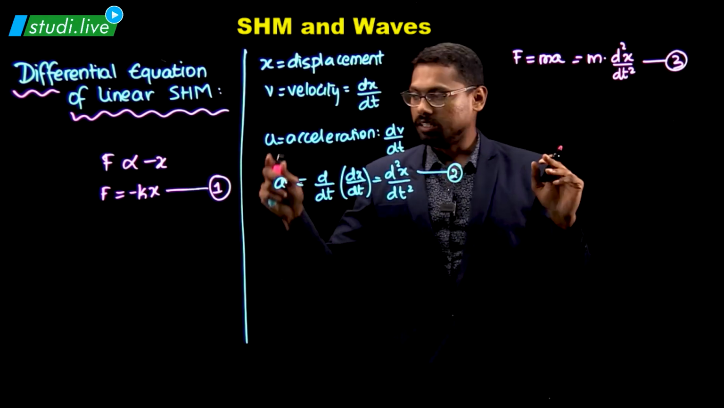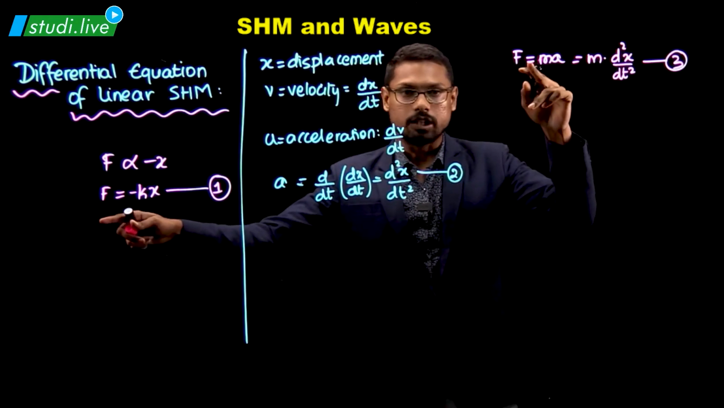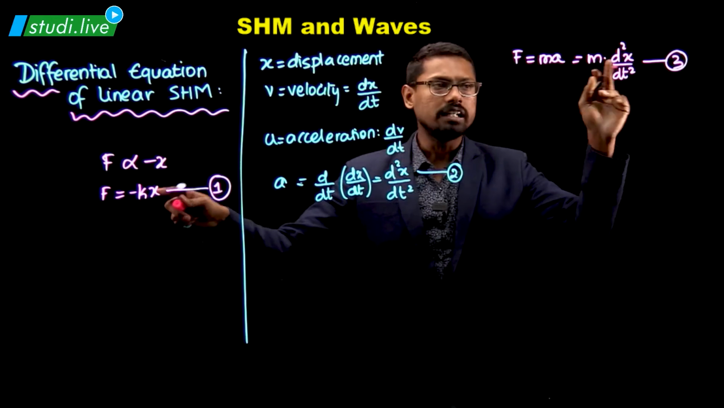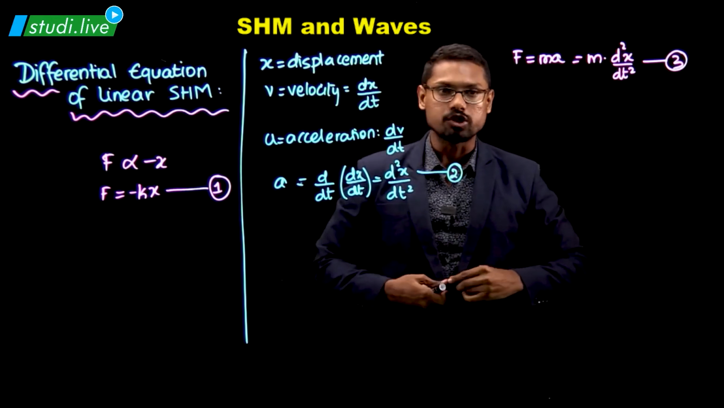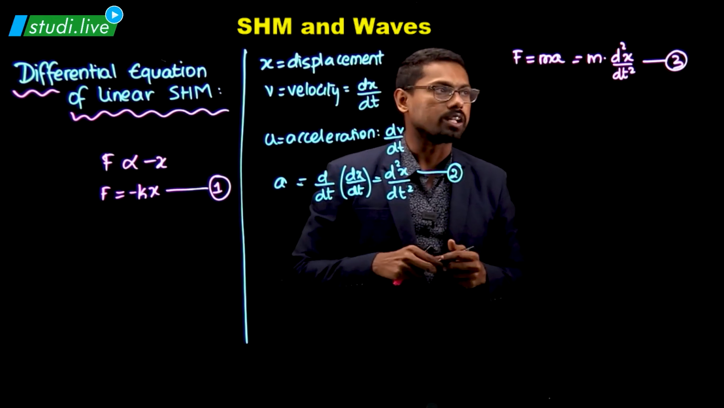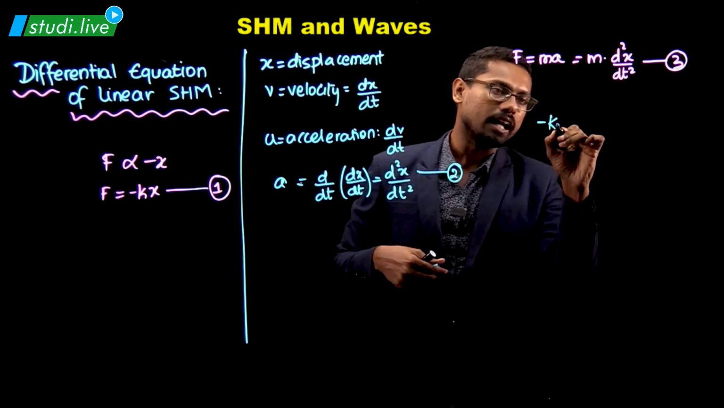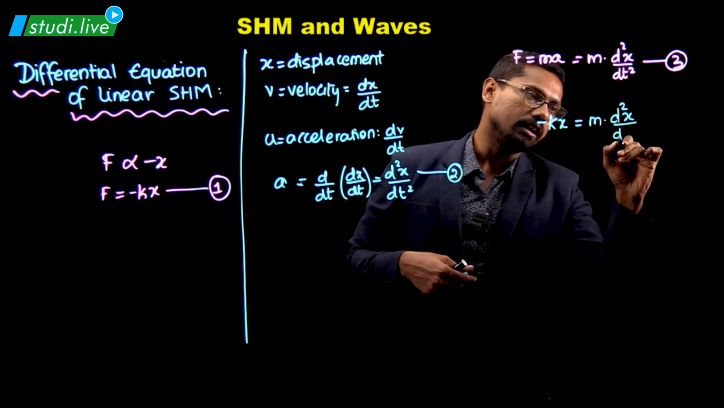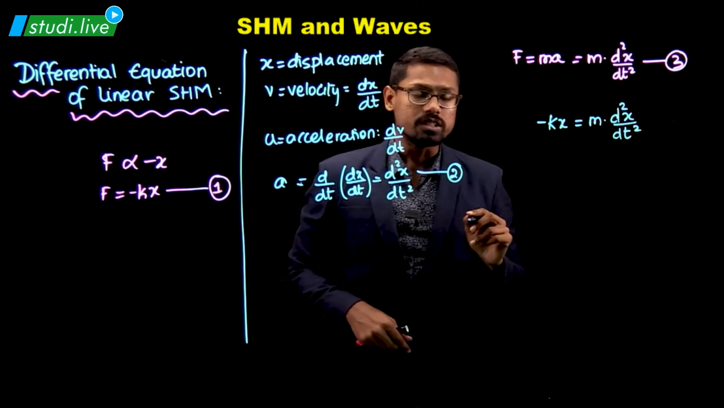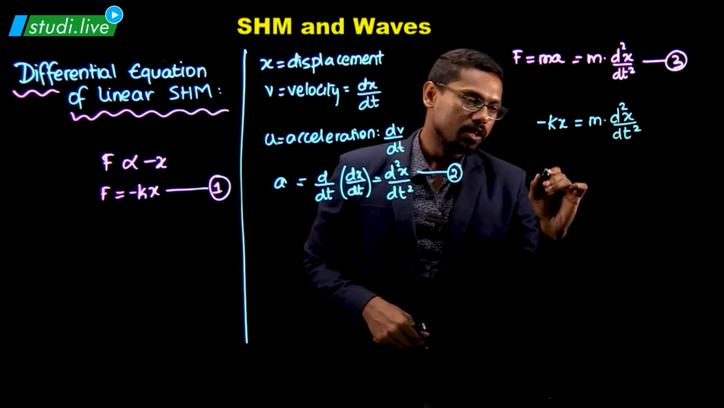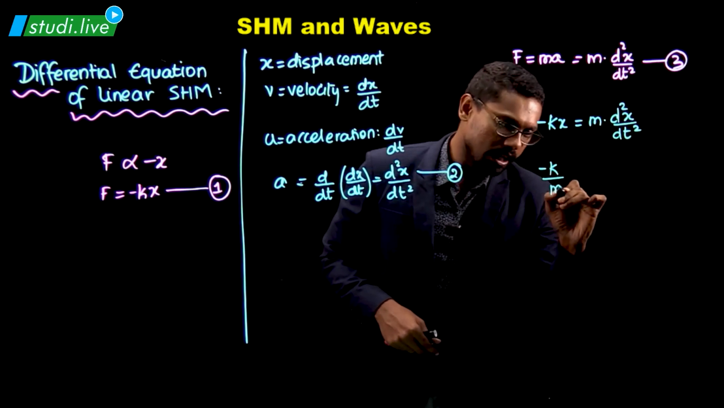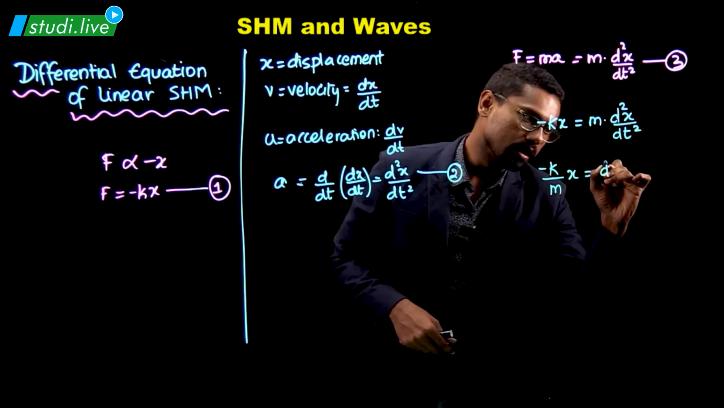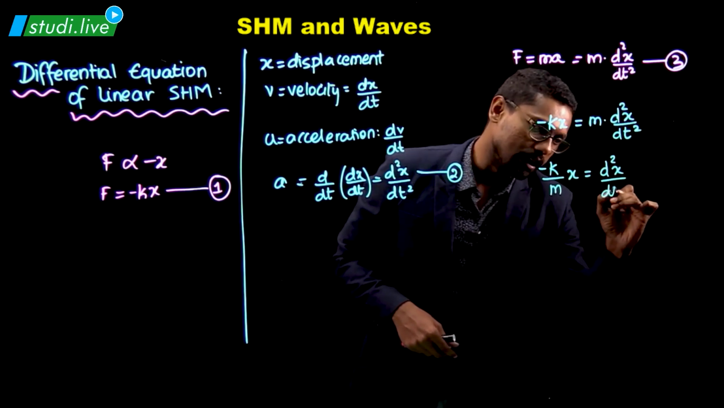Have a look at it. The left hand sides of both these values are the same, and therefore the right hand sides can easily be equated with each other. And I'll get something that looks like this. Minus kx is equal to m times d square x by dt square. All I have to do is shift this m over here. So this becomes minus k by m, x is equal to d square x by dt square.